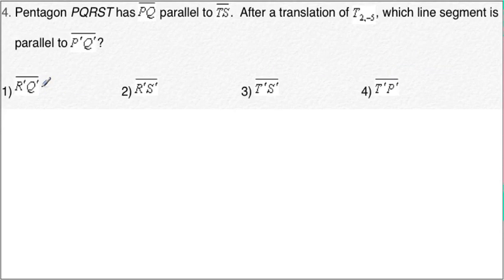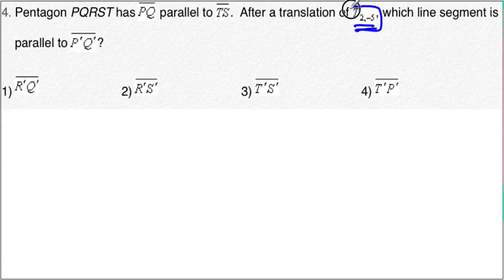Alright, number 4. Pentagon has PQ parallel to TS. Then, after the translation, which line segment is parallel to P prime, Q prime?